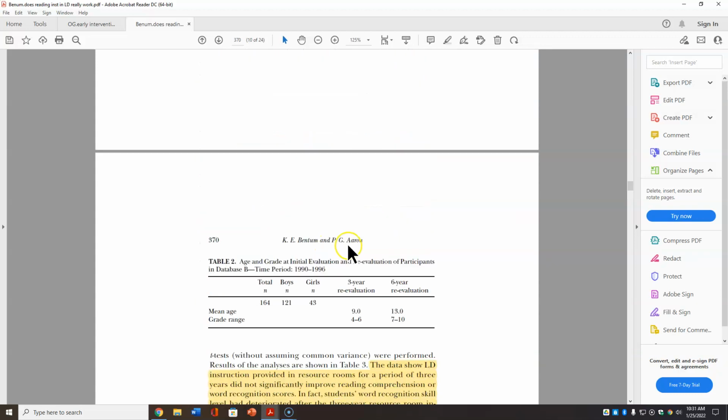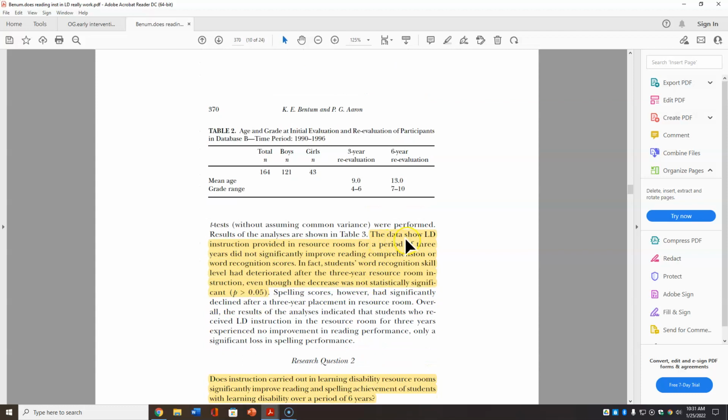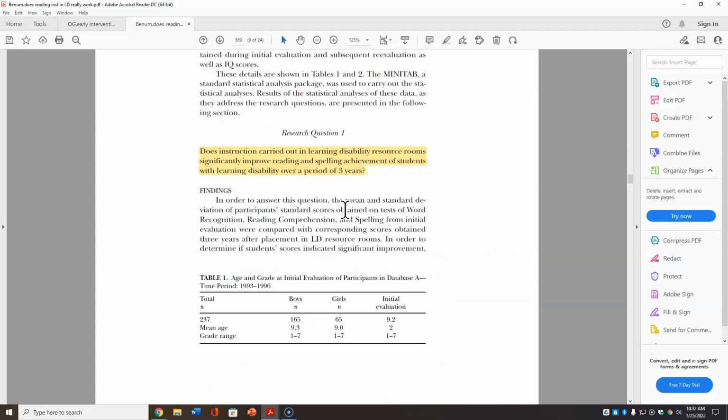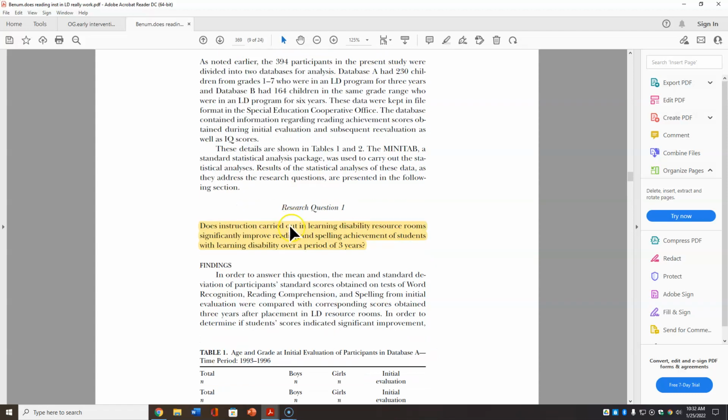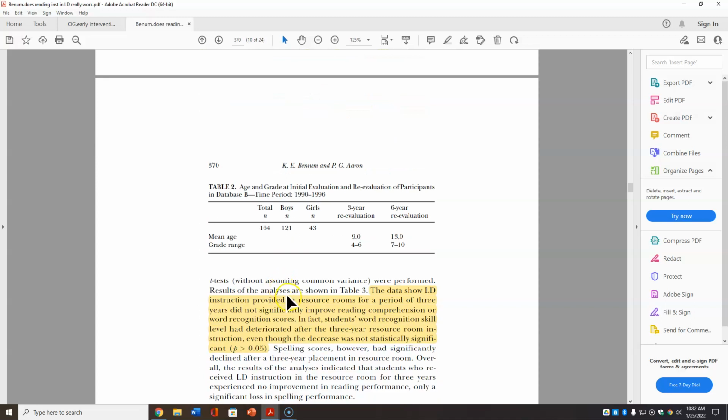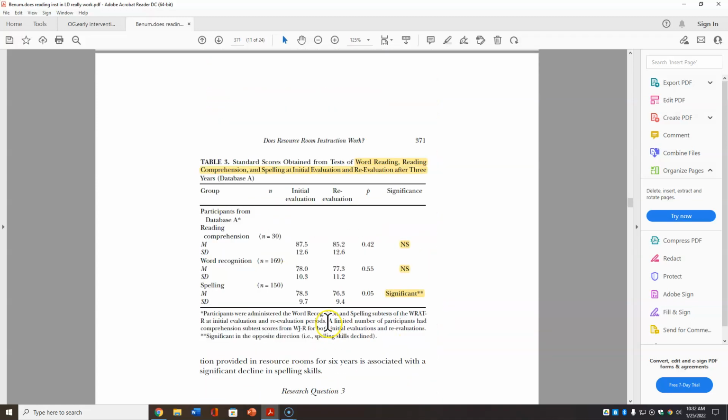Okay, let's see if we can find some data there. Oh, the data showed LD instruction in research did not significantly improve reading comprehension or word recognition. In fact, word recognition had deteriorated after the 3 years, even though the decrease was not statistically significant. And it directs us to table number 3. So we go to table number 3.